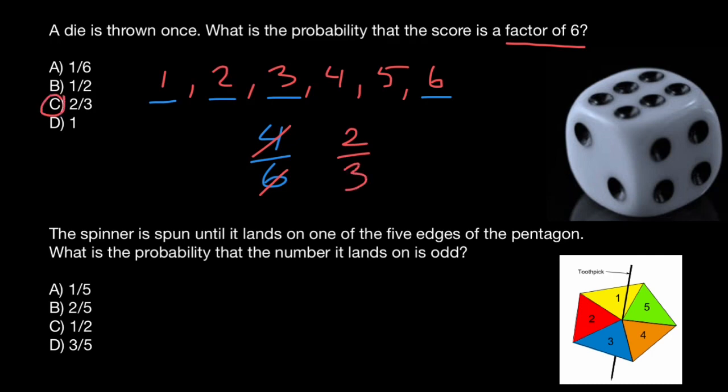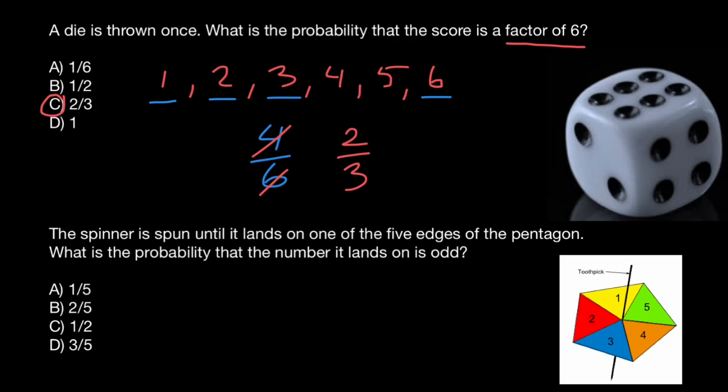And the second question is even easier. The spinner is spun until it lands on one of the 5 edges of the pentagon. What is the probability that the number it lands on is odd? Take a look. We have 5 edges here. And what is the odd number?